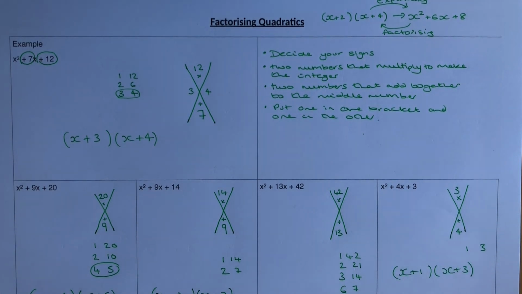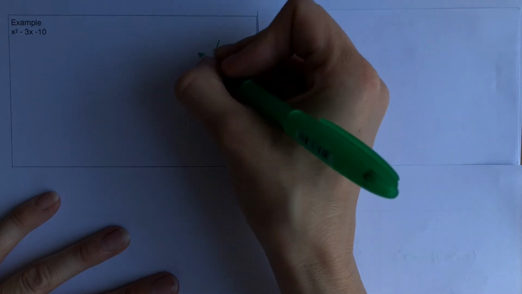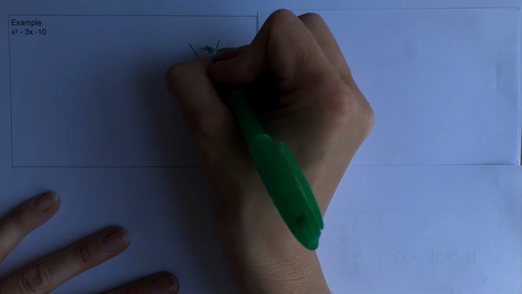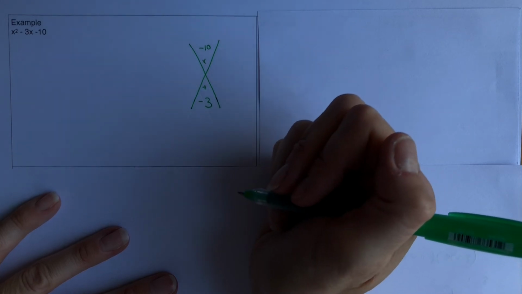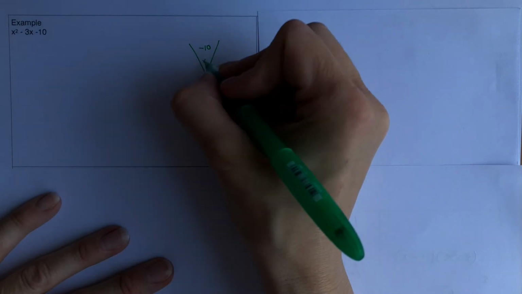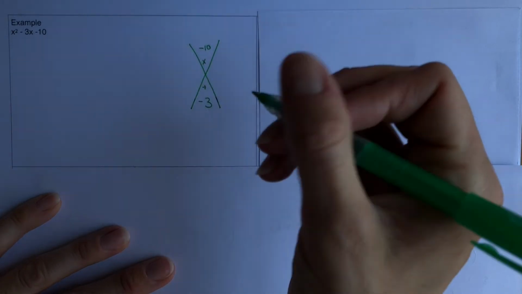Okay, hope you got those correctly. So here's our next example. So let's have a little look. Let's draw our diamond. Okay, we want two numbers that times together to make -10, two numbers that add together to make -3. So let's think about, are we going to need one negative, two negatives? So if I need it to times together to make -10, then one of them will have to be negative.